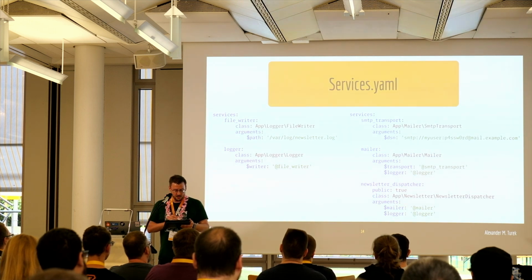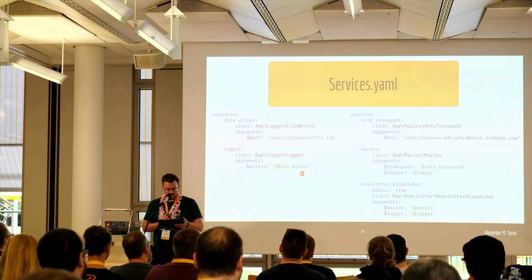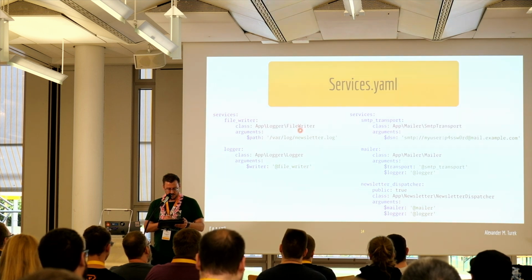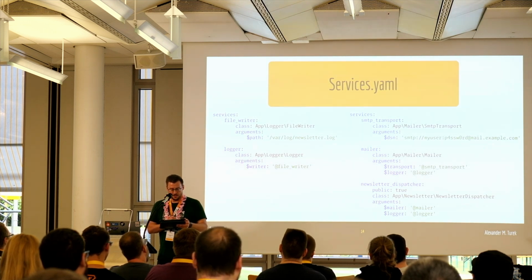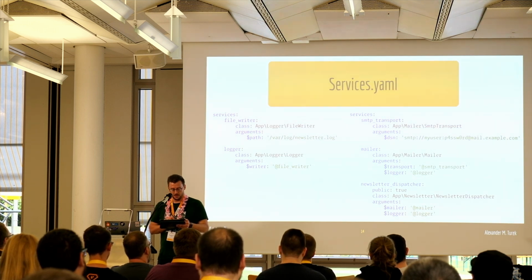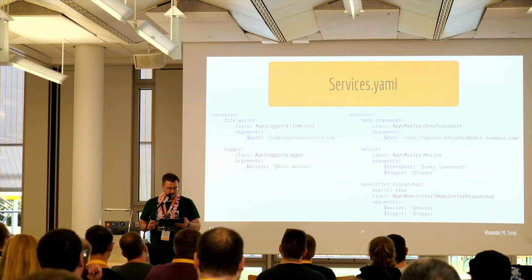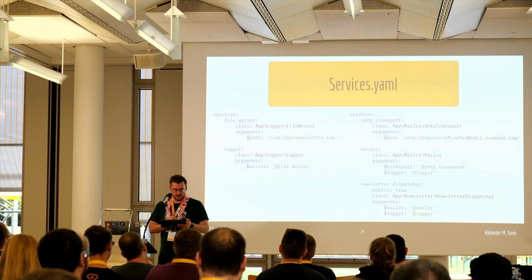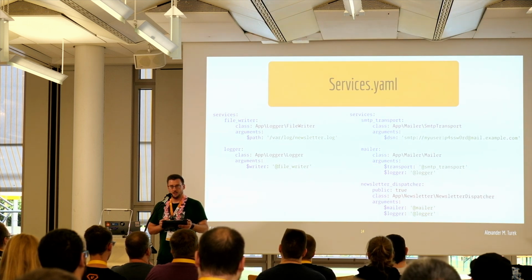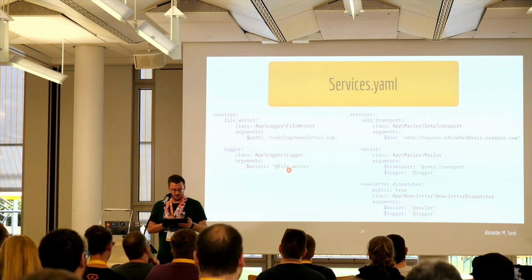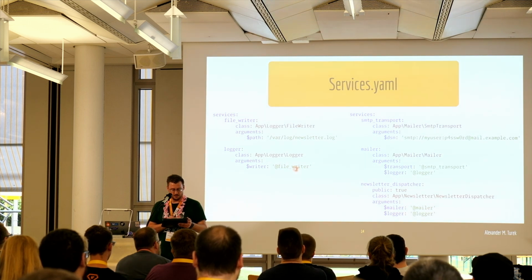I can point on this here. We have our logger with the dependency of the file writer. We have the file writer service. For each service, we define a class and we define the constructor arguments. In this case, the file writer has a path argument, and I pass in the hard-coded path. Not so nice, but we will change this later. And in this case, our logger needs a writer, and here I reference another service. I do this with this little @ symbol, and then I reference a service ID. So this service is being injected here.